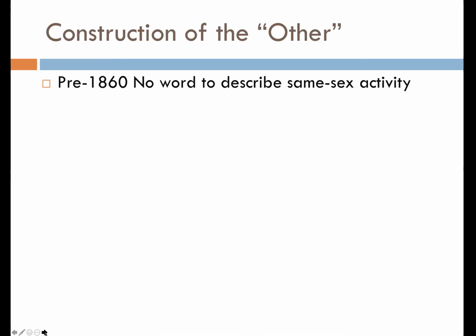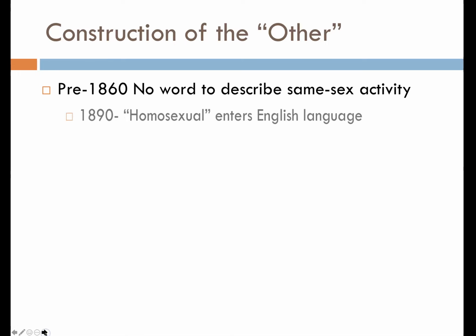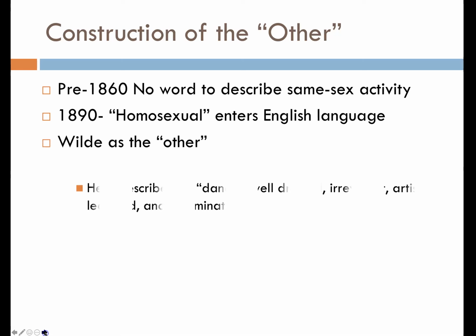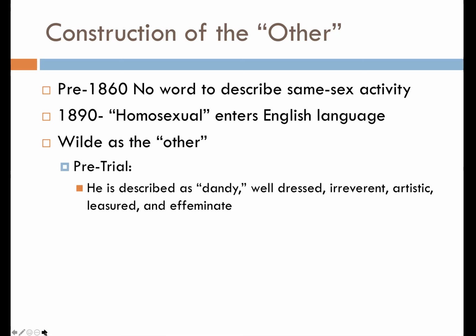So the trial itself, as I noted, creates this identity. Prior to the 1860s, when the term first derives, the word homosexual, there are no descriptive qualities besides the act itself. By the 1890s, after the trial, the word homosexual begins to enter our discourse. So Wilde becomes what we define as the other.